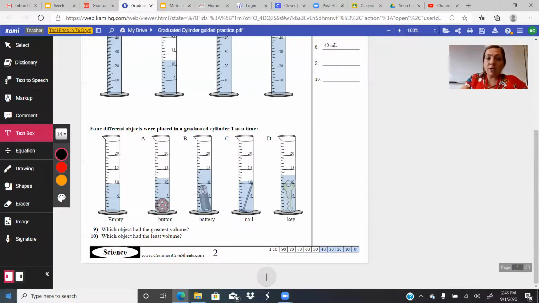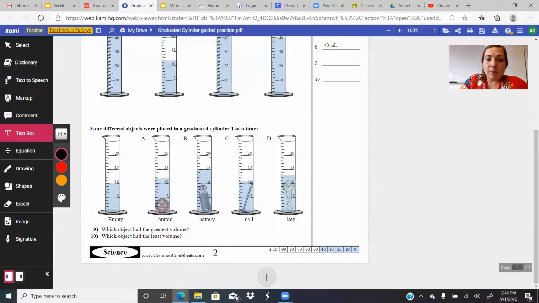Okay, so we have a graduated cylinder right here on the left. This graduated cylinder has 10 milliliters of water in it. When we place the button in the water, we know that that button has weight, right? So it pushes the water up. So how much displaced volume did the button add to the water? Well, it was at 10, now it's at 12, right? So it displaced the water by 2 milliliters.